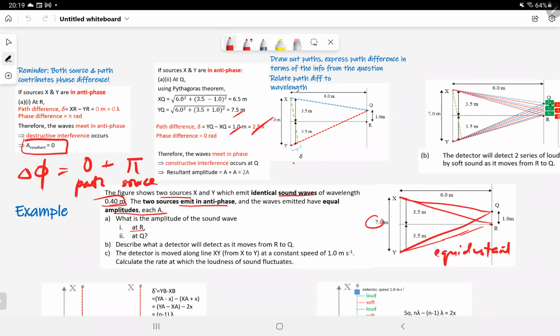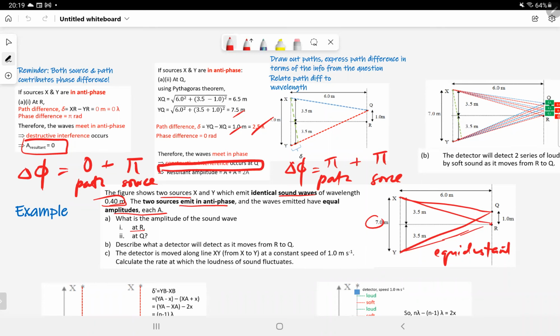Therefore you ask yourself this question again: path and source, who contributes how much? This time round, the path contributes pi. The source, let's say, contributes pi. The path also contributes pi. So you end up with 2 pi. So the waves arrive in phase, and you get constructive interference.